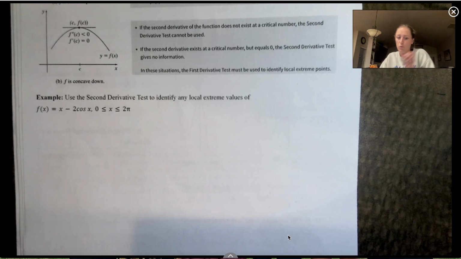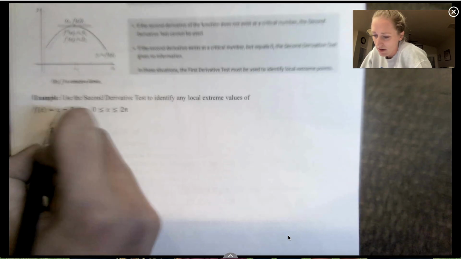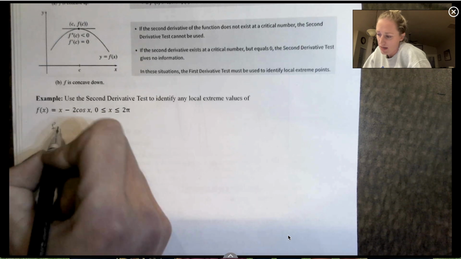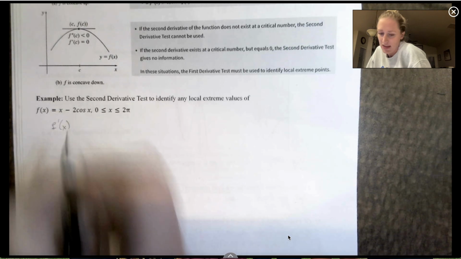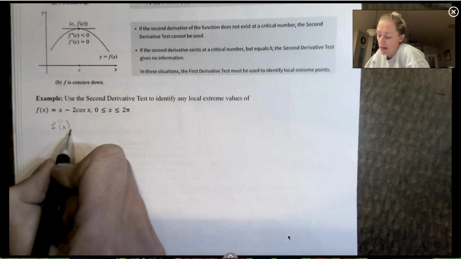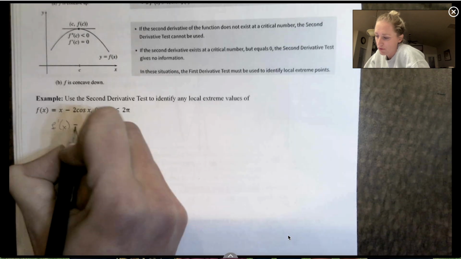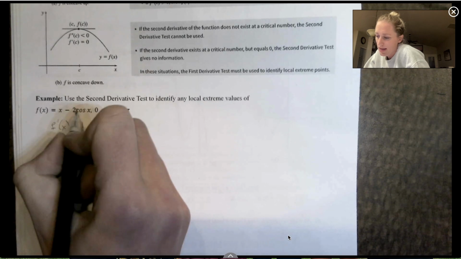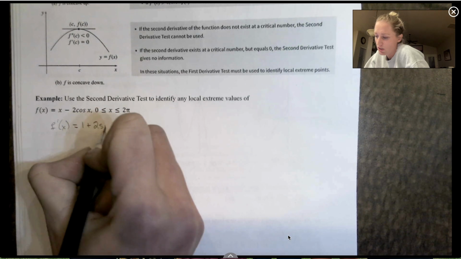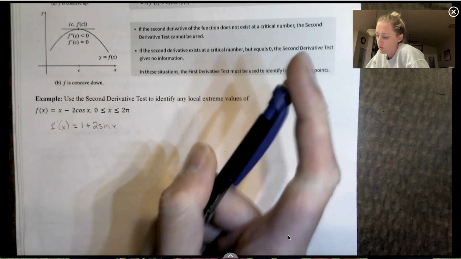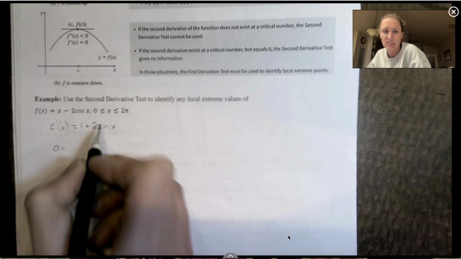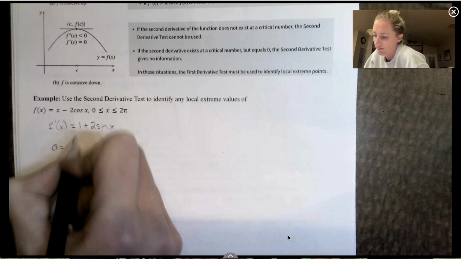Okay, so we are going to find the second derivative. I'm going to start with the first derivative and find our critical points. So we're going to first find the derivative. We get the derivative of cosine is negative sine, but since it's already negative, it's going to turn to plus 2 sine x. Okay, so we're going to solve this now for when does this equal 0? Because this exists everywhere, there's never going to be a point where our derivative does not exist.